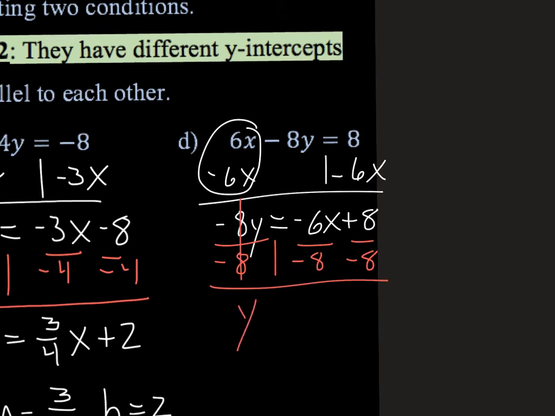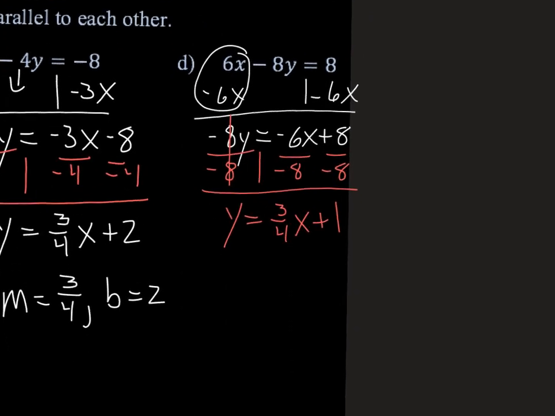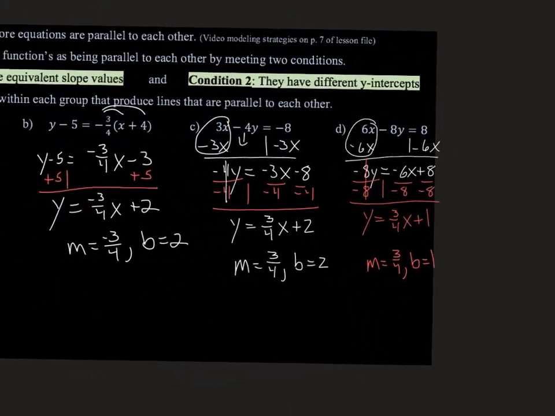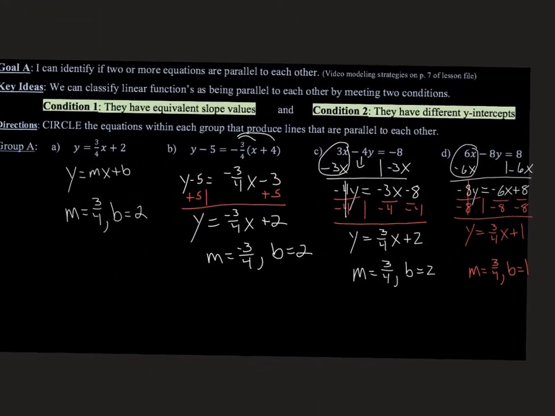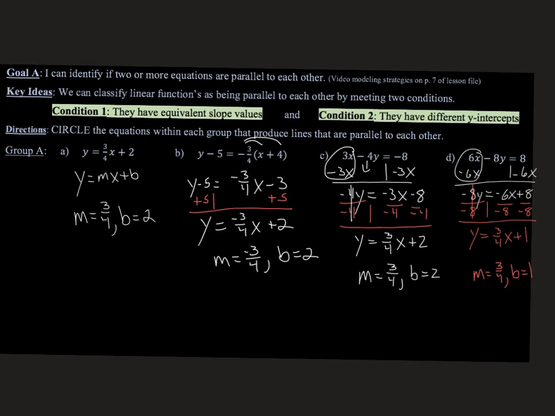There's my 1, so I have y by itself. -6 over -8, equivalently, that is +3/4 x, and my y-intercept is +1. Okay, so now we can identify the slope value as +3/4 and the y-intercept +1. Now, the task given to us was to identify which, if any, of these equations are parallel to each other. So we've identified their slopes and their y-intercepts. So we're looking for matching slopes, but different y-intercepts.